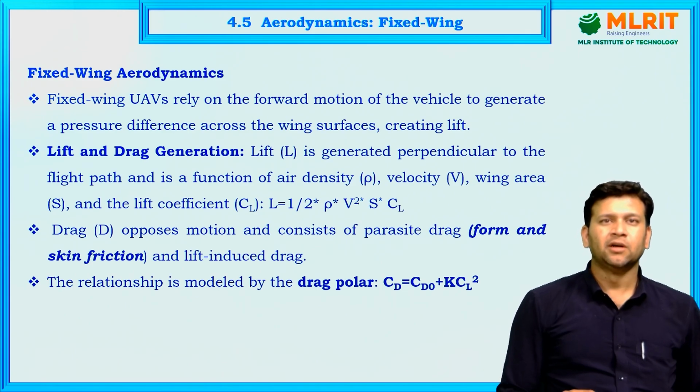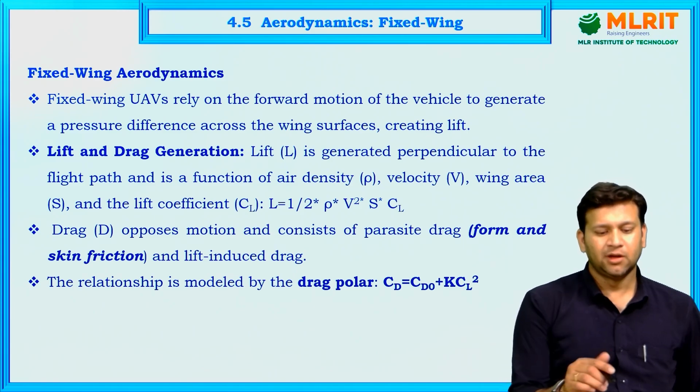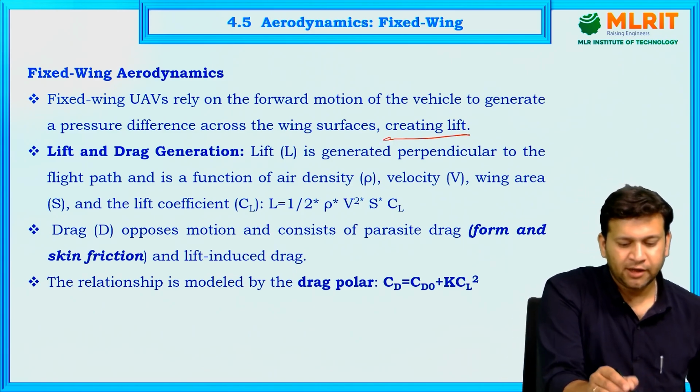The first part, fixed wing aerodynamics. The fixed wing unmanned aerial vehicles majorly rely on the forward motion of the vehicle to generate a pressure difference across the wing surfaces, which creates the lift.